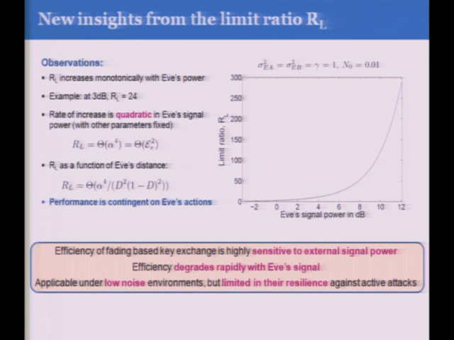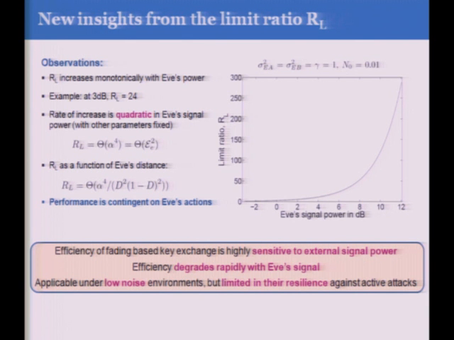And it turns out that the rate of increase is quadratic in Eve's signal power. So essentially RL grows as alpha to the 4, and alpha square is Eve's signal power. So it grows as E squared, Eve's interference power. So what's happening here is that if Eve increases its power by some amount, the RL increases in some quadratic fashion, right? So you're getting more and more worse off than Eve.